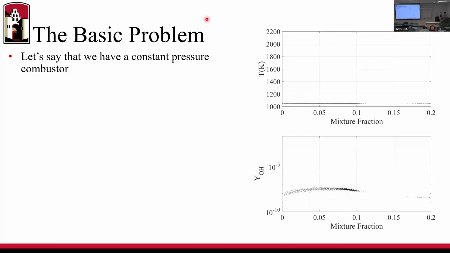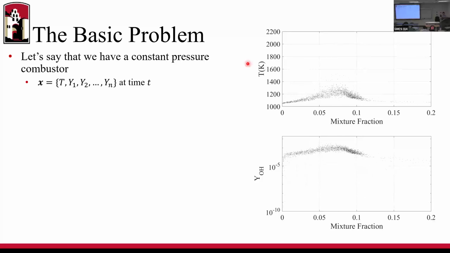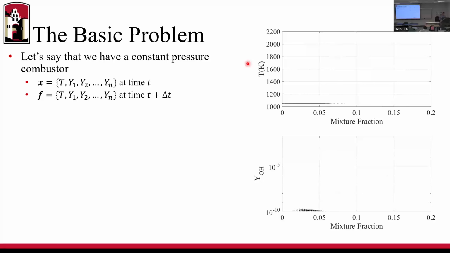So let's say, for example, that we have something like a constant pressure combustor. Then x can be the initial composition of temperature as well as the mass fractions of the important species at an initial time t. And then we can say, for example, that f is going to be the temperature and the mass fractions a time step later, at time t plus delta t.